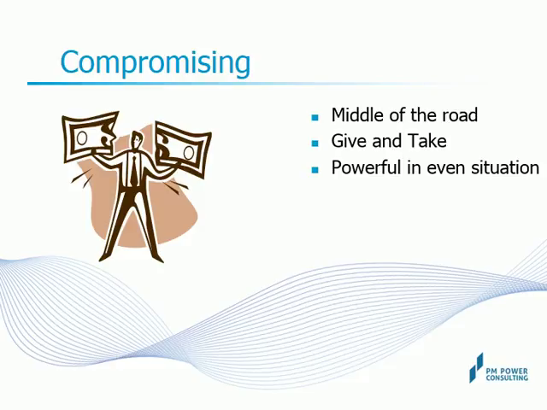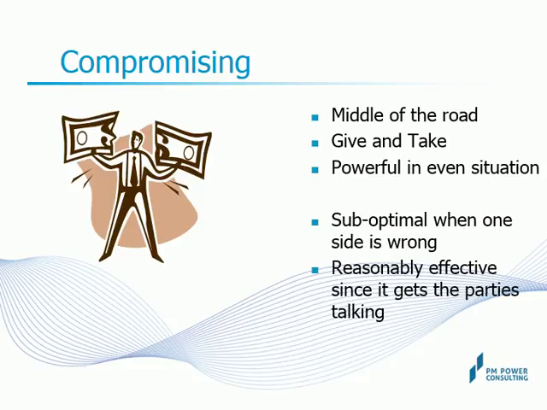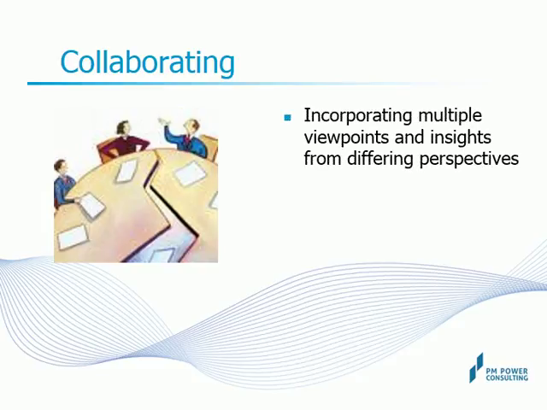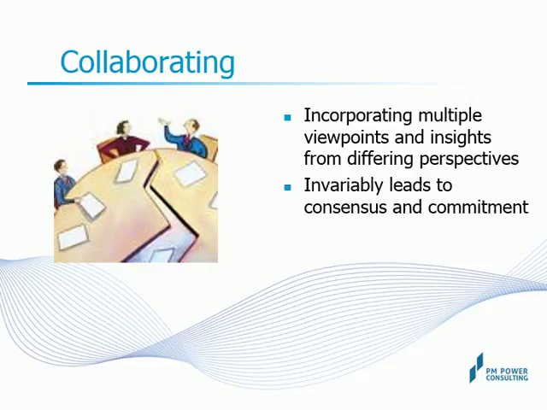What's the downside of this approach? It's not necessarily optimal if one of the parties is wrong. But sometimes it may be the only way, because this approach often gets unwilling parties to talk to each other. In such cases, it may lead to a better outcome in the long run. By collaborating, parties exchange perspectives and work together to find a win-win solution. There's a sense of acknowledgement that all parties are important and invariably leads to consensus and commitment.